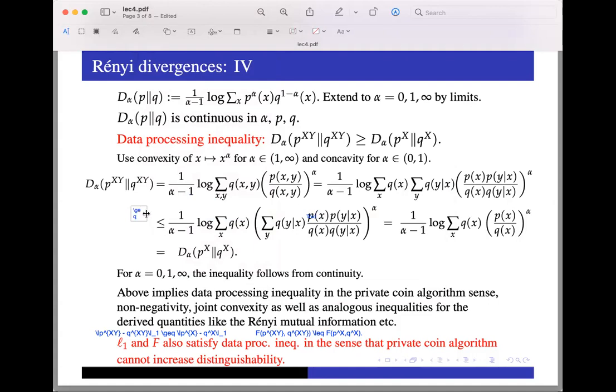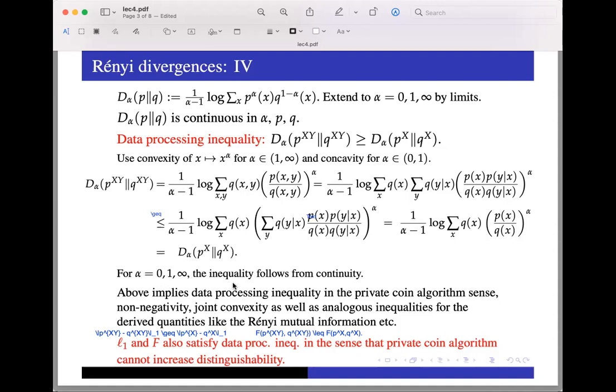In both cases, alpha less than 1 or alpha greater than 1, I have the greater than or equal to. Okay, so that's what I want. And now I can simplify it and get this expression, and note that this is nothing but d alpha of px with respect to qx. For the special values of alpha equal to 0, 1, infinity, the same data processing inequality holds from continuity. And as I just said, this form of the data processing inequality implies data processing inequality in the private coin algorithm sense.